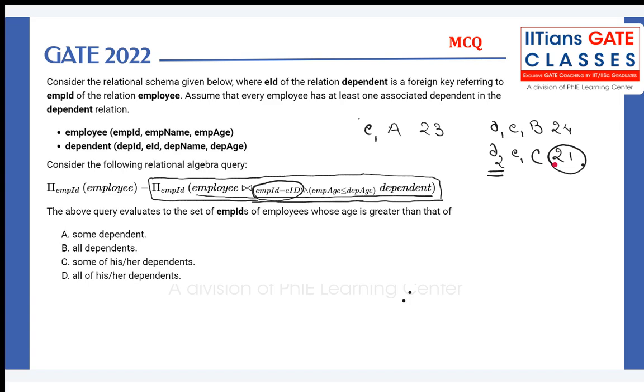I'm just trying to help you think. Why do you say it's E1 still? What is giving you E1? Both of them have the same employee IDs, E1 and E1, I agree with you. But the age of this is 23, the age of this is 21. Then how is 23 less than or equal to 21? What did I do wrong? Why are you still getting E1?